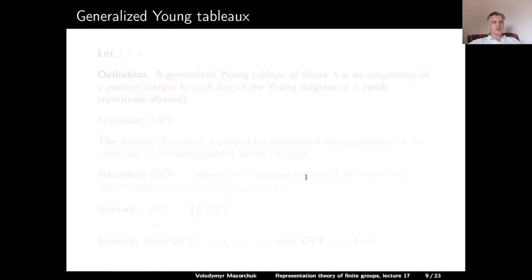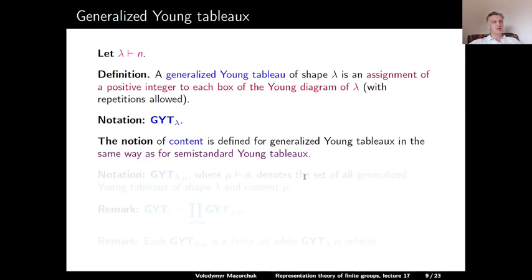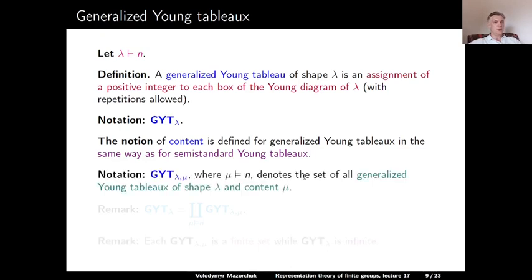Let us now talk about generalized Young tableaux. Let lambda be a partition of n. A generalized Young tableau of shape lambda is an assignment of a positive integer to each box of the Young diagram of lambda, with repetitions allowed. The set of all generalized Young tableaux of shape lambda is denoted GT(lambda). The notion of content for generalized Young tableaux is defined in the same way as for semi-standard Young tableaux. So for any composition mu of n, we denote by GT(lambda, mu) the set of all generalized Young tableaux of shape lambda and content mu.